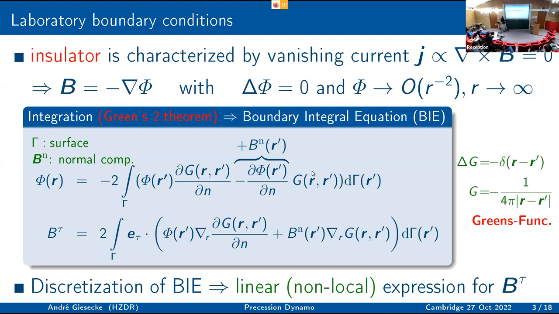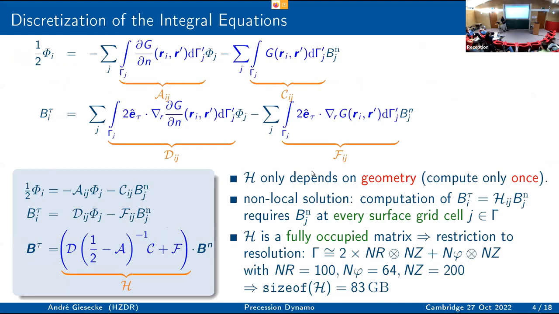Green's function appears. And if you discretize these integral equations, you end up with two matrix equations, which look rather complicated in here. But you can solve this, and finally you can express your horizontal magnetic field on the boundary in terms of the normal magnetic field, which is known on the boundary, just by multiplying the normal magnetic field with some matrix. And this matrix only depends on the geometry of your system, so you can compute it in advance and only once. And this gives you the solution for insulating boundary conditions for the magnetic field.